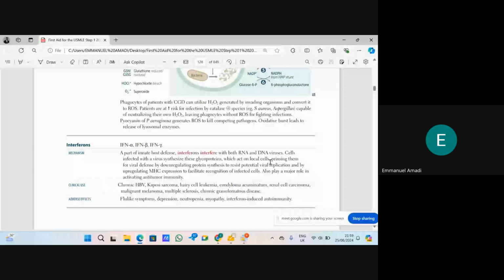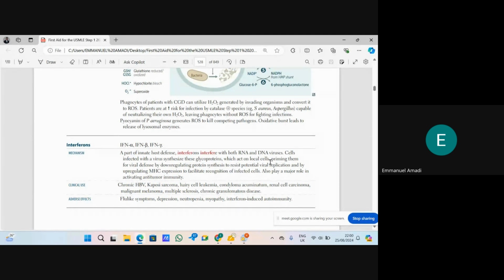Kaposi sarcoma is a tumor. Hairy cell leukemia is a tumor. Condylomata acuminata is a benign tumor. Renal cell carcinoma is a malignant tumor. Melanoma is malignant. Now, what it does here is that it just truncates the DNA. It interferes with the DNA production. So it shuts down the proliferation of all those malignancies straight up. That is what it does.